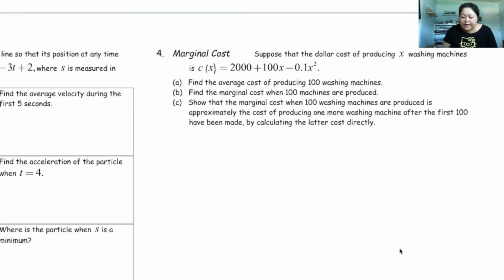So the first thing it's asking you is this function that mimics the dollar cost of producing x number of washing machines. This is the formula given to us. Part A is asking you to find the average cost of producing 100 washing machines.